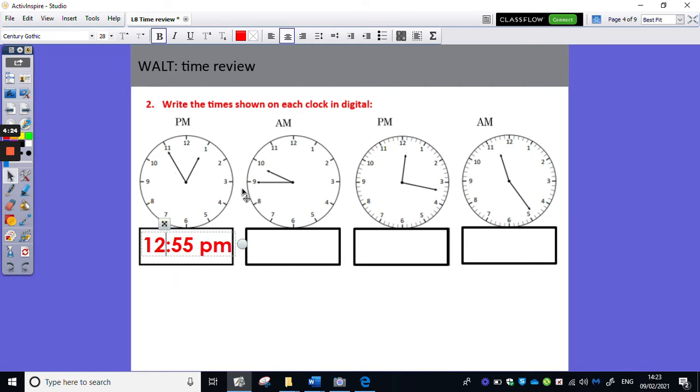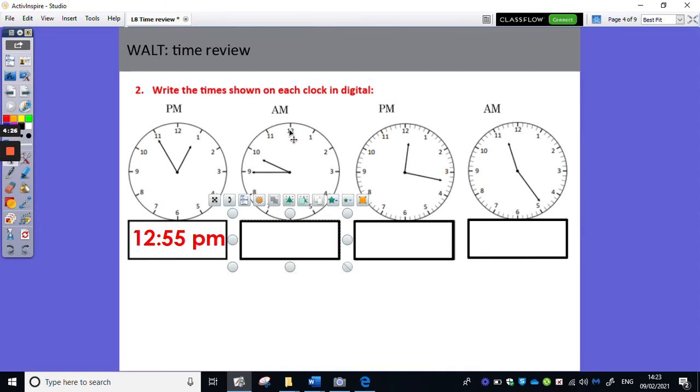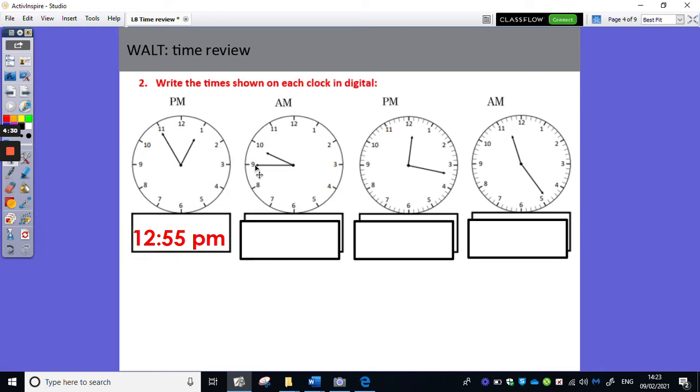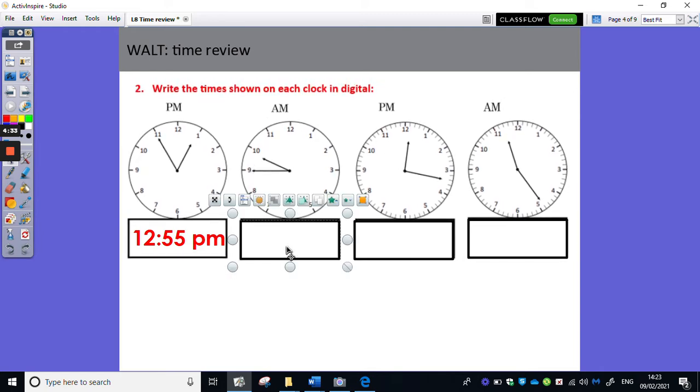It's going to be 1 o'clock. Number 2. It's gone right around 45 minutes, and it's not quite 10 o'clock yet. So it's 9:45 a.m. The next one, it's just slightly gone past 12.